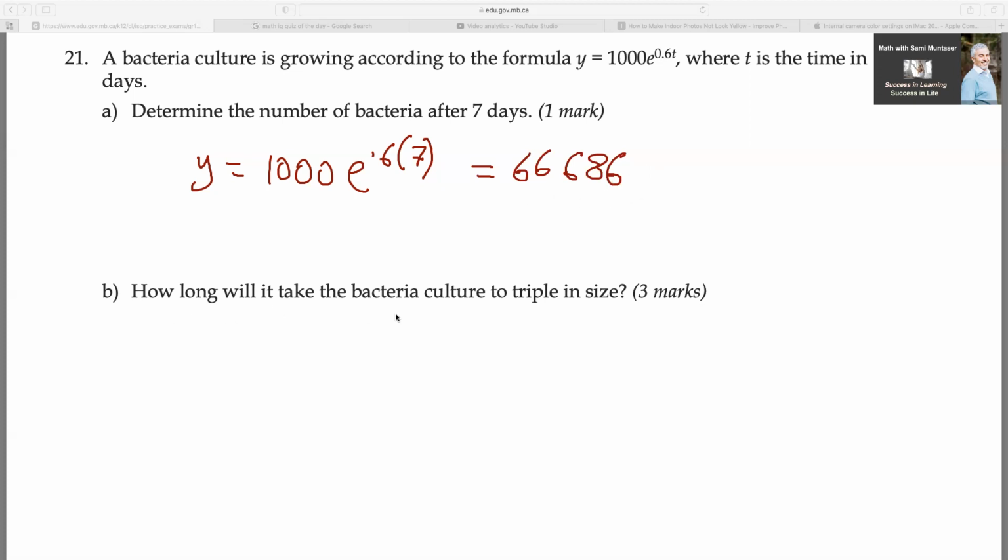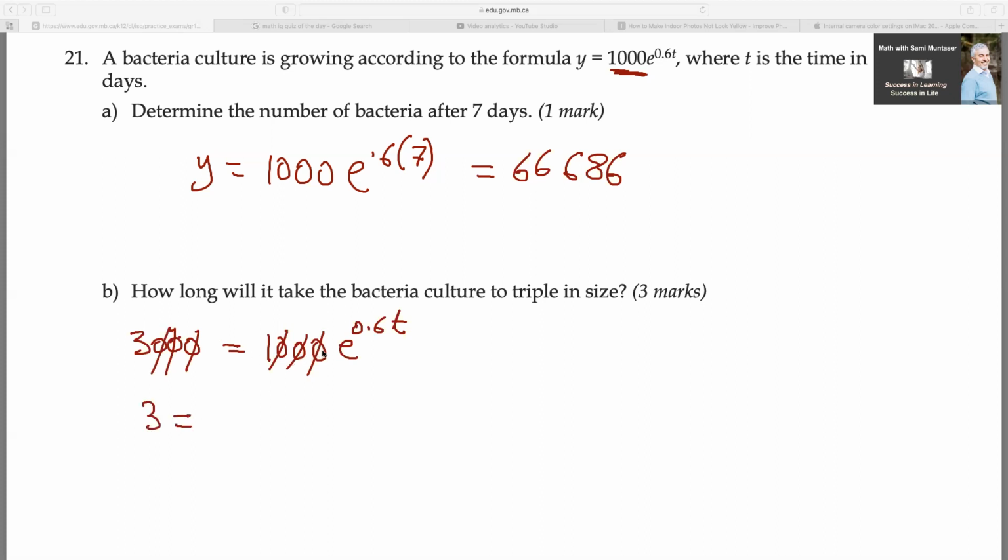Now, how long will it take the bacteria to triple in size? So triple in size, this is your initial right here, 1000. If it triples, that becomes 3000 equals 1000 e to the 0.6 t. Now, because this is e, I'm going to ln both sides. But before I'm lning, I'm going to divide both sides by 1000. So a 0 cancels a 0, another 0 cancels this 0, another 0 cancels this 0. So 3 divided by 1 is going to be 3.